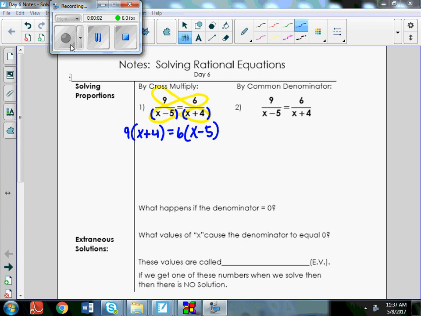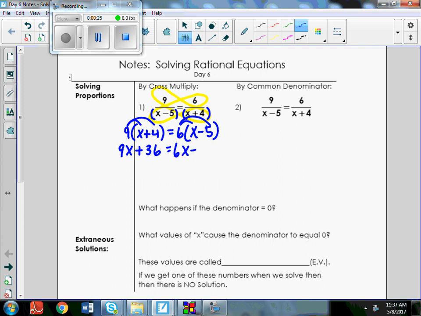Okay, so we've set up our cross multiplication. We put our denominators because they have two terms in parentheses. And now we're just going to solve for x. So we're going to distribute here. On the left-hand side, we get 9x plus 36. Good. What do you get on the right-hand side?